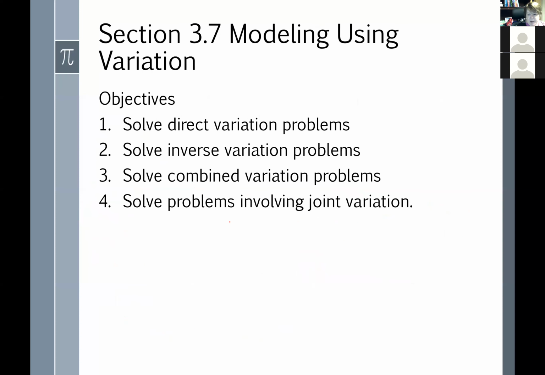All right, variation. 18 minutes to cover variation. Actually, that might not be too bad. We're going to look at direct variation, inverse variation, combined variation, and joint variation. And all of these problems work exactly the same way. You set up the equation, you solve for the proportionality constant, the constant of variation, plug that back in, and then you have an equation.